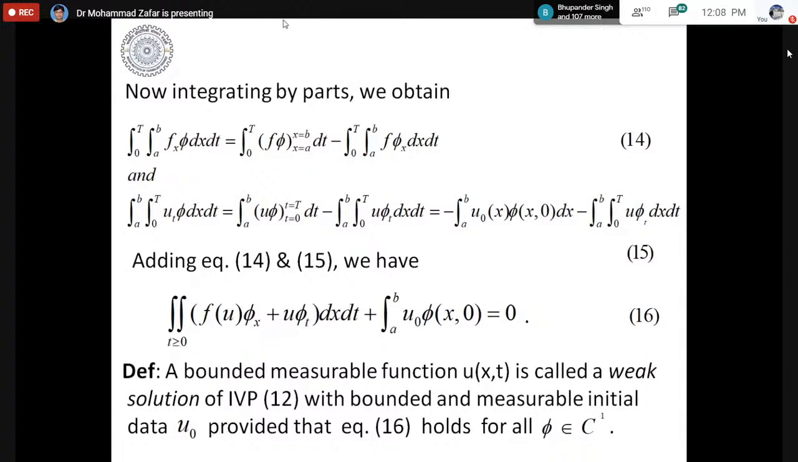And the second integral we have written as it is in equation number 15. Now what we do? So in equation 13, we have two integrals added to 0. So we just now add these integrals given in 14 and 15. So we see that they can be merged in one integral, that is this one, double integral t greater than or equal to 0 of f phi x plus u phi t dx dt, plus one more integral.